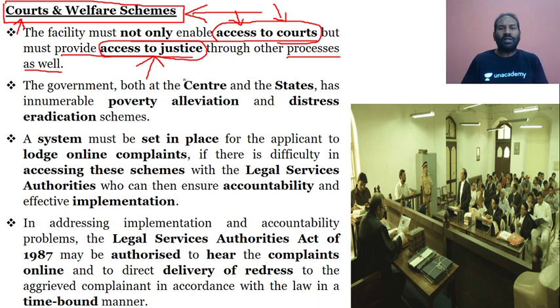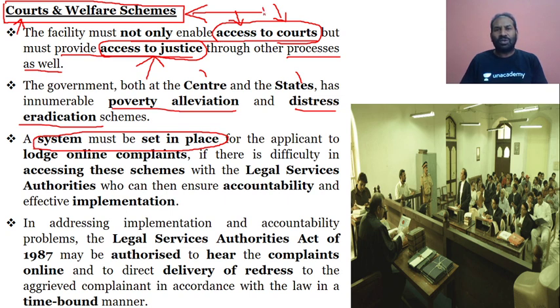The governments, both at the center and the states, know that there are many welfare schemes, poverty alleviation and distress eradication schemes. Various programs are taken up by the states and the central government for poverty alleviation, benefiting the vulnerable sections and the below poverty line people. What is important here is that a system must be set in place, so that it is not just enabling access to the courts, but also access to justice.